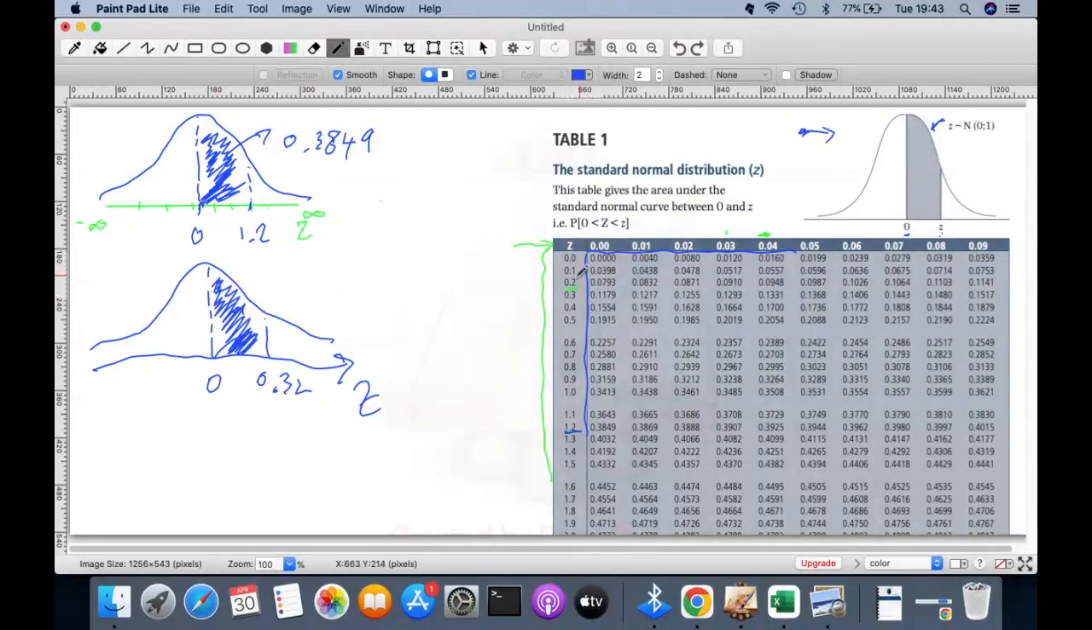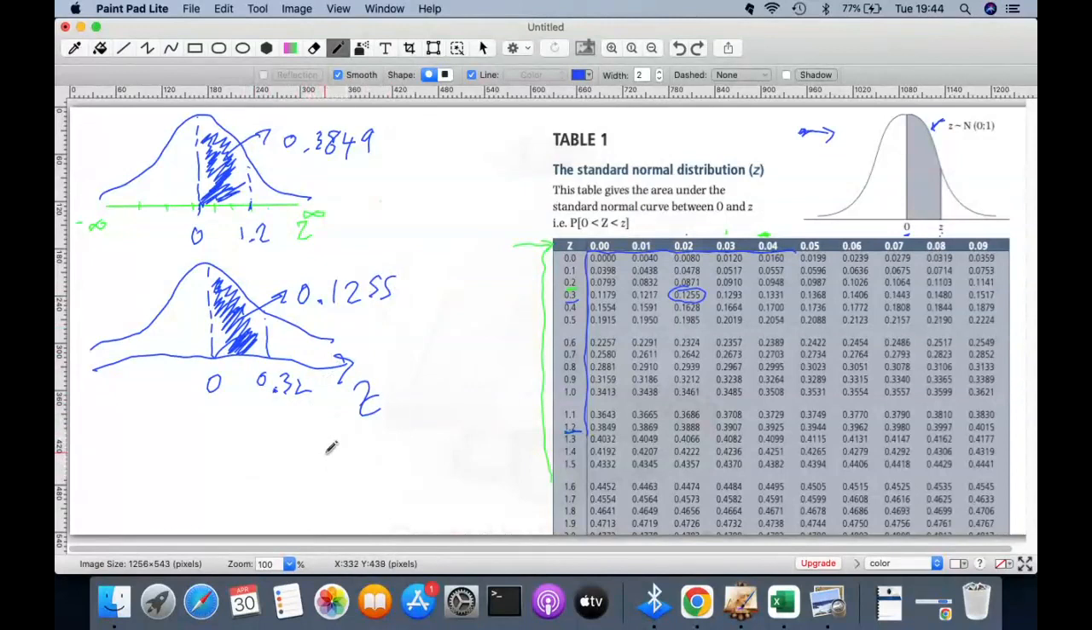So I go to my table, I look at where z is 0.32, so there's 0.3. The second decimal is 2, so it's here. Where they intersect is here. So that's the area, 0.1255. So this area here is 0.1255.